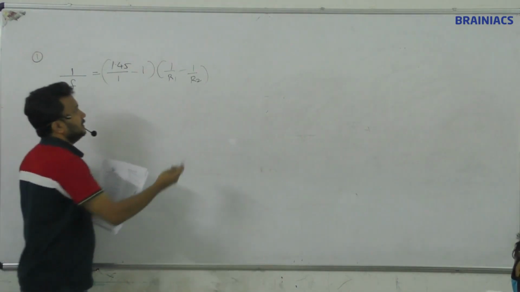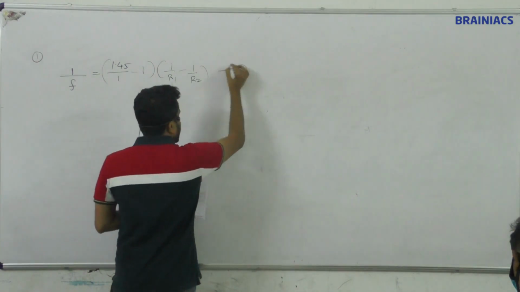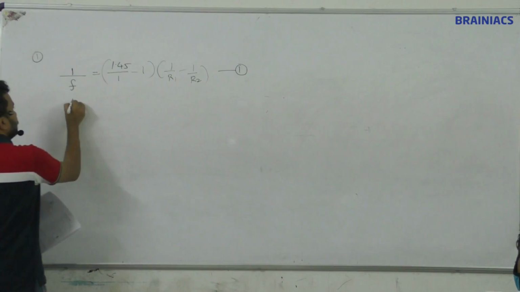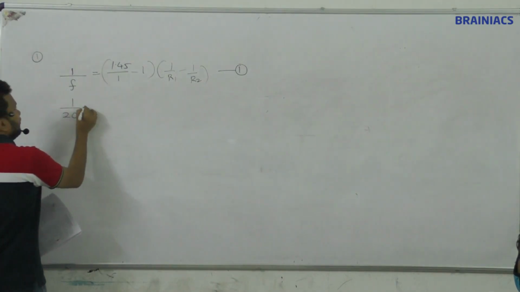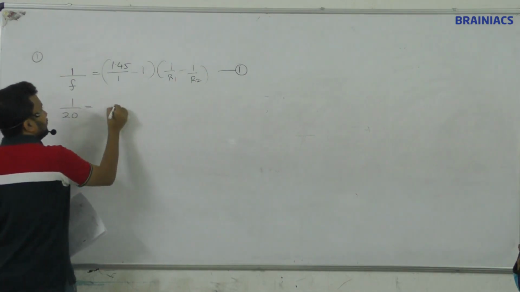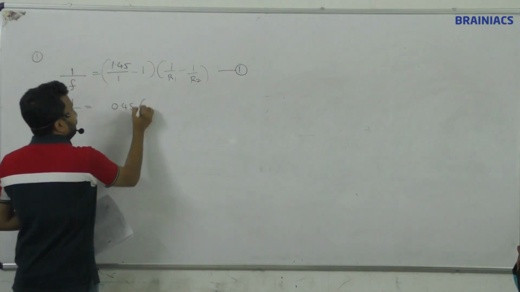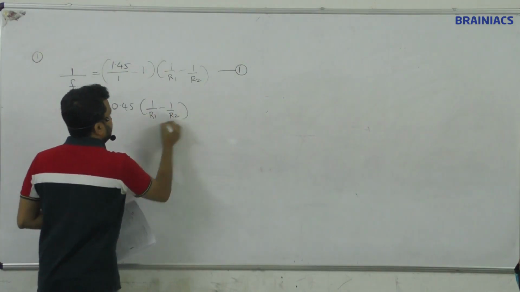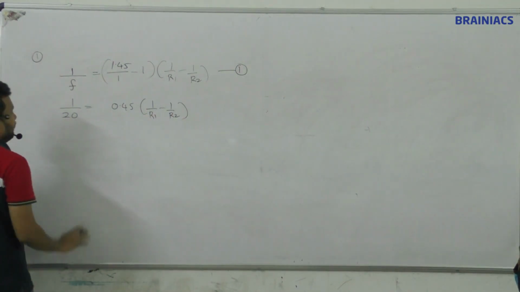This is for which rays? Violet. The focal length of the violet rays is given as 20, so 1 by 20 is equal to 1.45 minus 1, that is 0.45, into 1 by r1 minus 1 by r2. Okay, we'll keep it there.